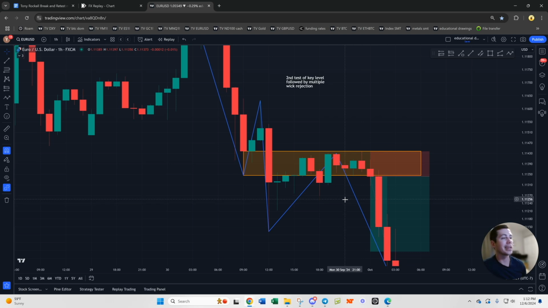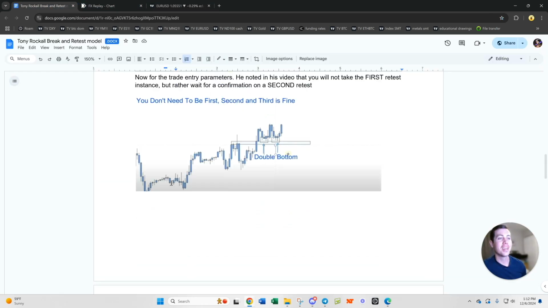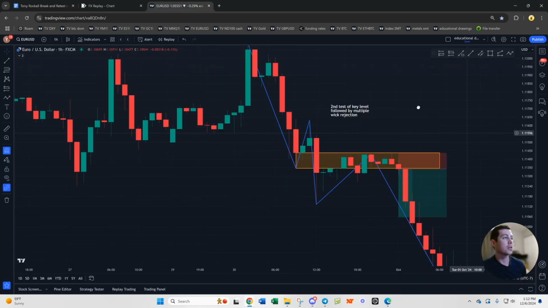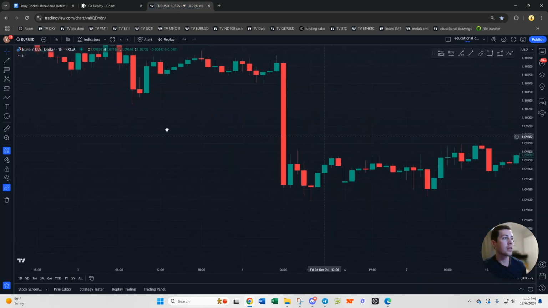No trade management or anything like that. And so this is the first example of a wick retest, and I think I ordered them differently in the chart. So this is entry trigger number 2 for the example, and then let me show you the other one. I believe is over here.